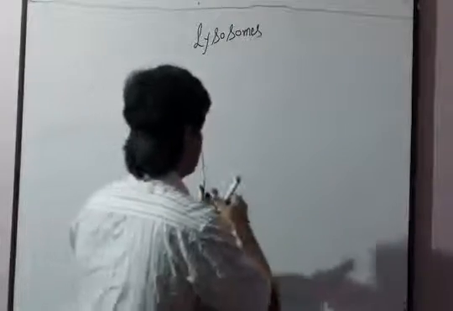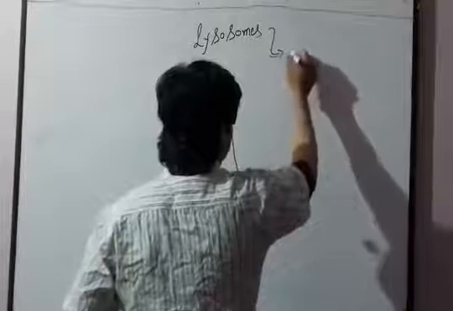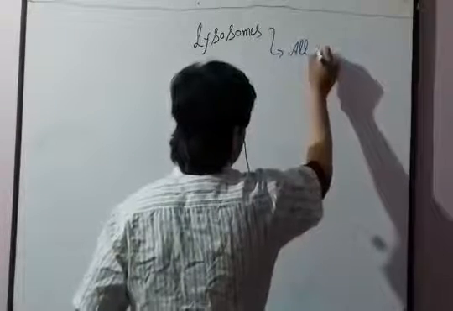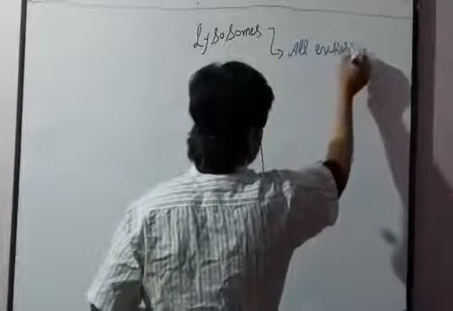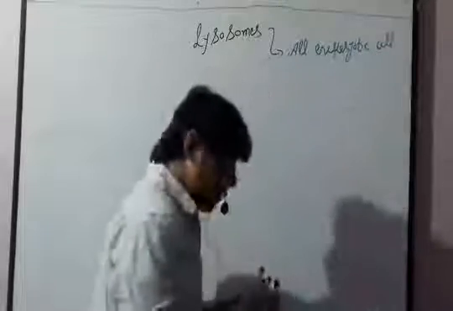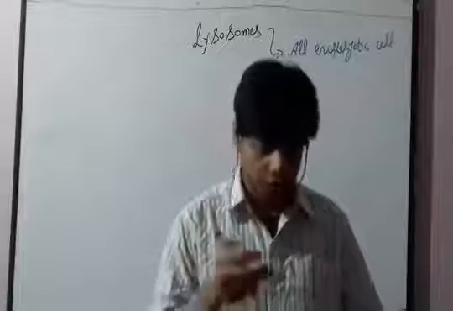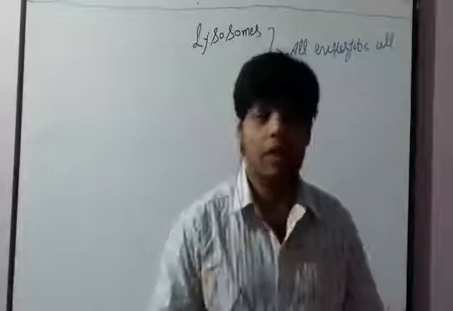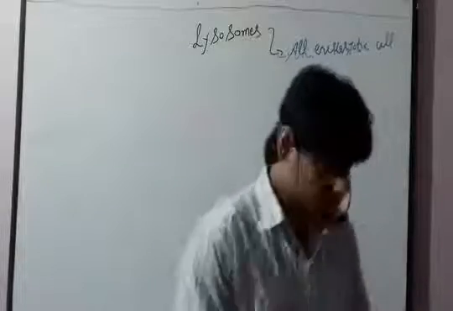They are present in all eukaryotic cells. Eukaryotic cell means animal cells, plant cells, euglena, fungi, every kind of cell. Especially in eukaryotic cells, these lysosomes are present.